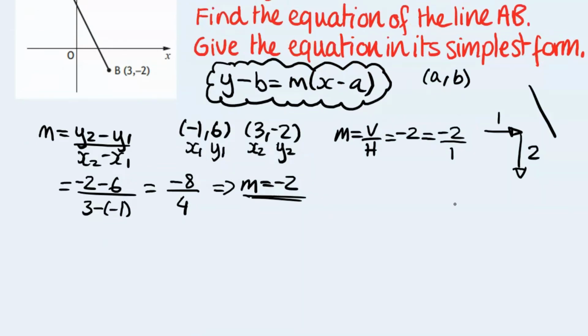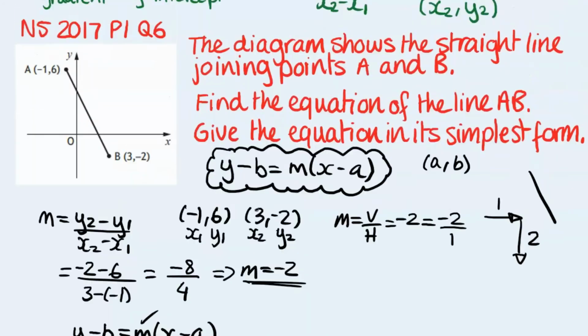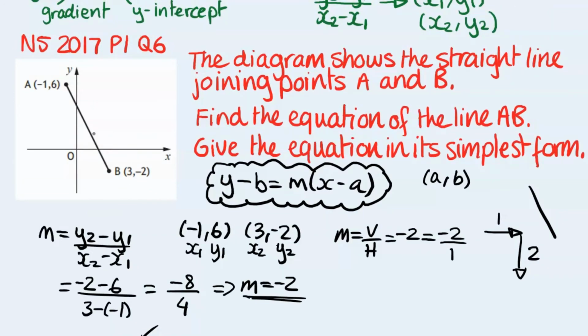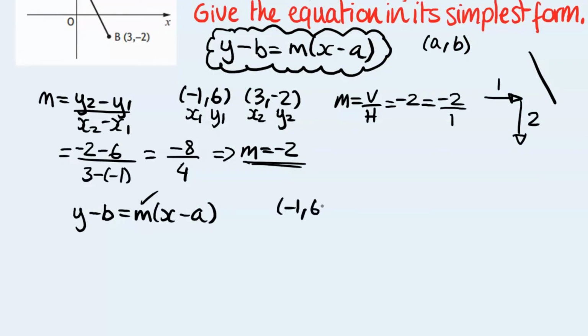Now the next task is to get the equation of the straight line, so we need to know the y-intercept. This is where we use this equation here: y minus b is equal to m(x minus a). We know the gradient, we know m. So what's a and b? Well, you can literally substitute any point you know on this straight line. We have 2 points we can choose from, so I'm just going to choose point A, (minus 1, 6). I'll write it down and label it a and b so I know what to substitute in.